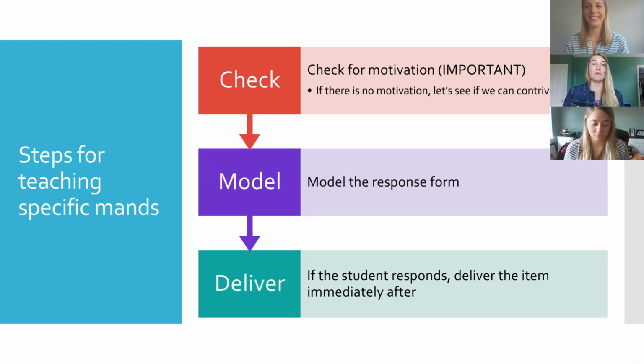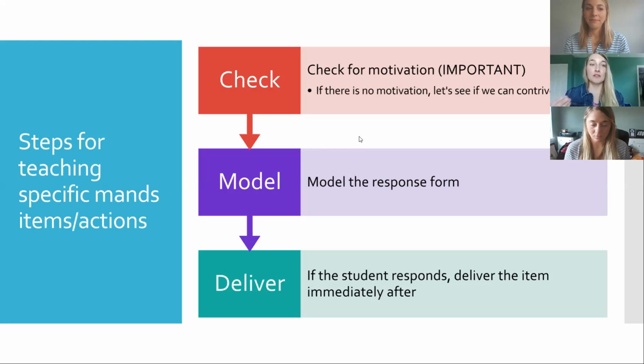Water. Good. Water, good. And then I'll say, water, you asked for water. And then I give her access to the water. So that would be an example of teaching a specific MAN. For someone that's using an AAC device, it might look a little bit different. You would stop and block still, but you would go and find that word on their talker first, and then independently have them press the button.